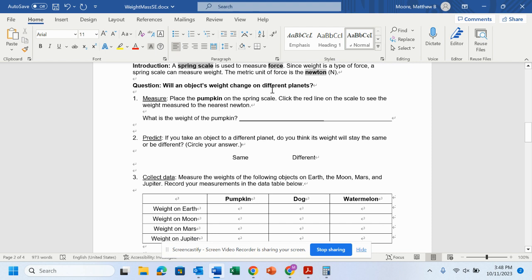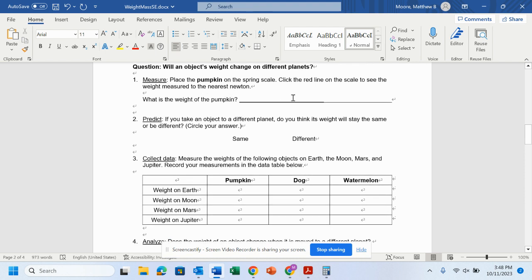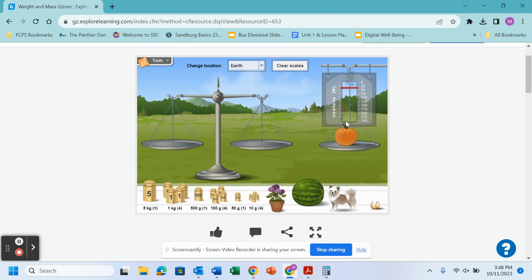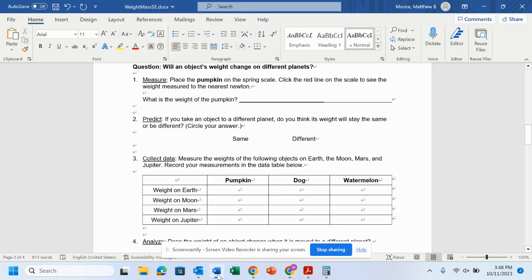Will an object's weight change on different planets? Measure. Place the pumpkin on the spring scale. Click the red line on the scale to see the weight measured to the nearest Newton. What is the weight of the pumpkin? Okay, we'll go back to the pumpkin. We're going to clear scales. This is the spring scale right here. Right now you can see it's at 0 newtons. When we add a pumpkin to it, it looks like 25, but it says 30 newtons. So 30 newtons is going to be your answer for this question.